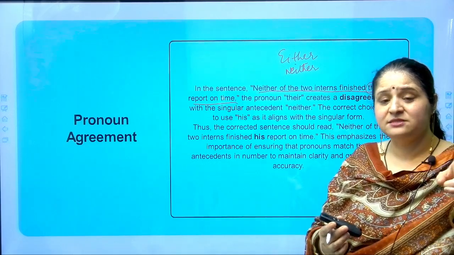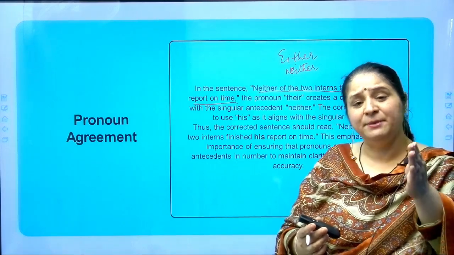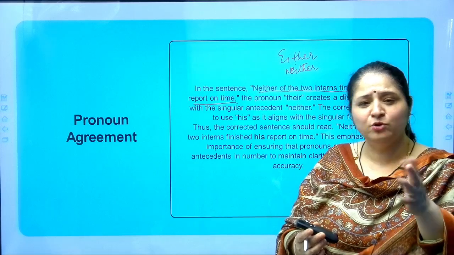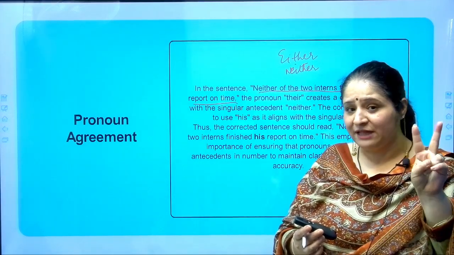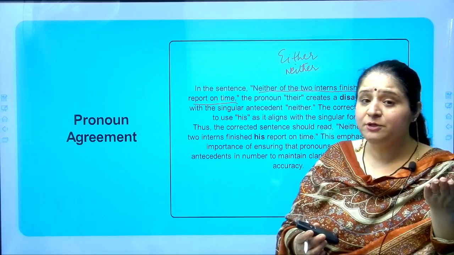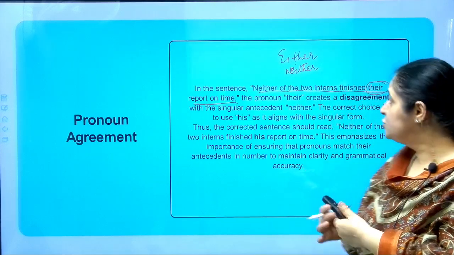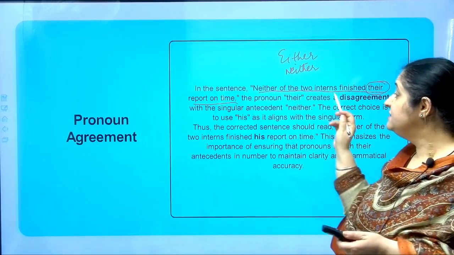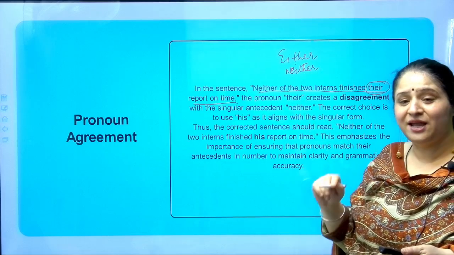Either of the dresses looks good on you का मतलब है दोनों में से कोई भी ड्रेस आप पे अच्छी लगती है. Right? Neither of the dresses looks good on you. दोनों में से कोई भी अच्छी नहीं लग रही. Right? तो neither भी तभी यूज होगा जब दो की बात कर रहे हैं नेगेटिव में. Either भी तभी यूज होगा जब दो की बात कर रहे हैं पॉजिटिव. Are you getting it? So now I know neither of the two interns finished their report on time आएगा या finished his or her report on time आएगा.